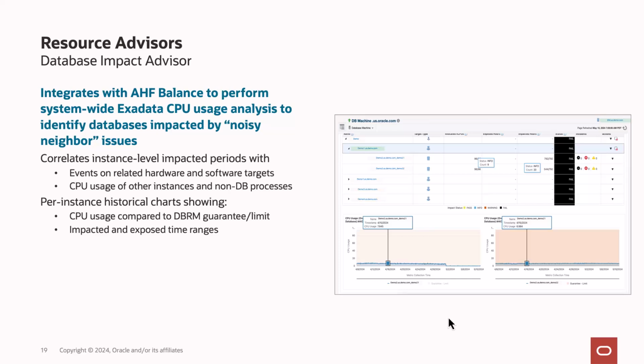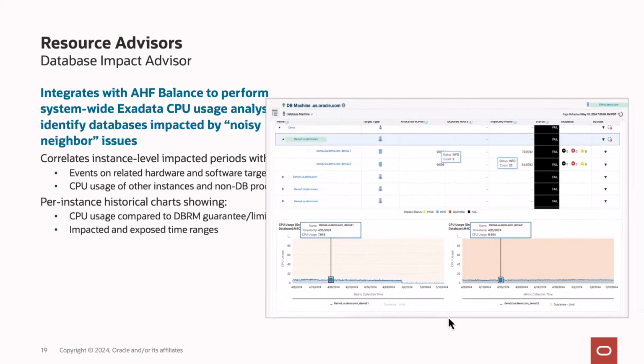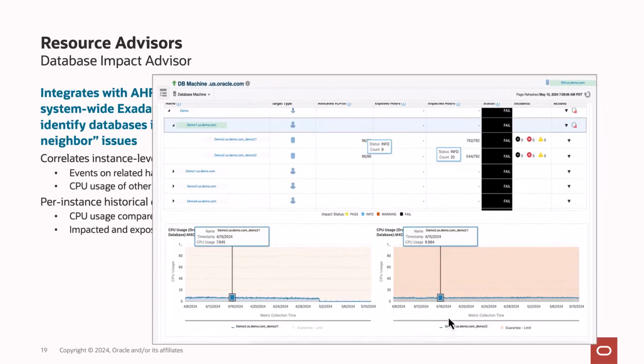A database becomes exposed when it passes beyond 3.3, which is alerted as a warning in the impact advisor. And it becomes impacted when it tries to pass beyond 3.3 CPUs, but the other 2 databases are also at the limit of 3.3 CPUs. The report will then flag the database as failed.